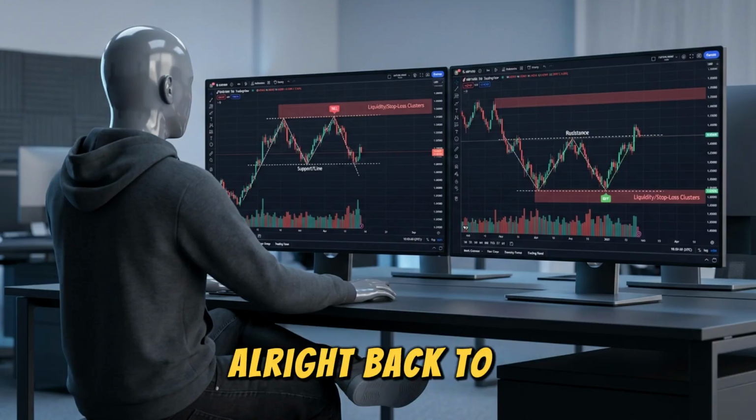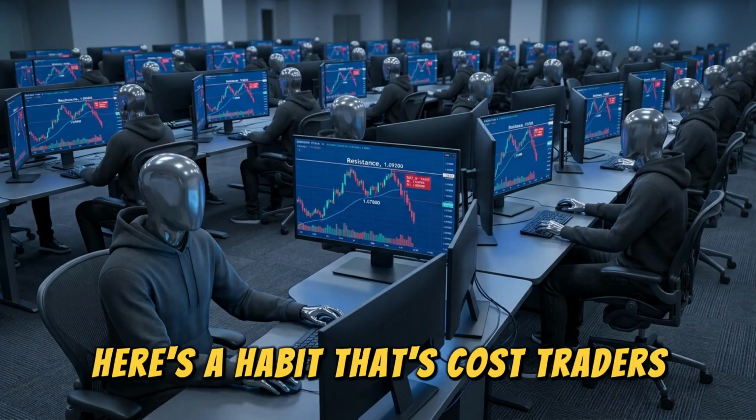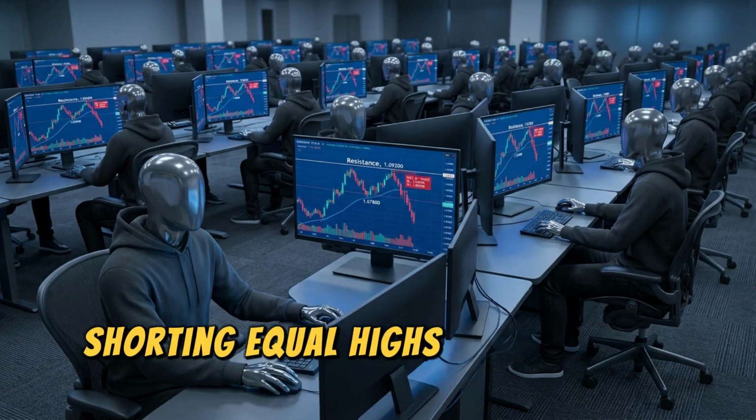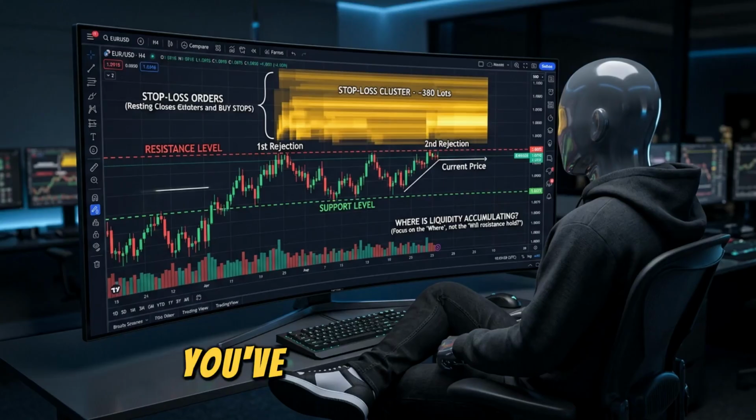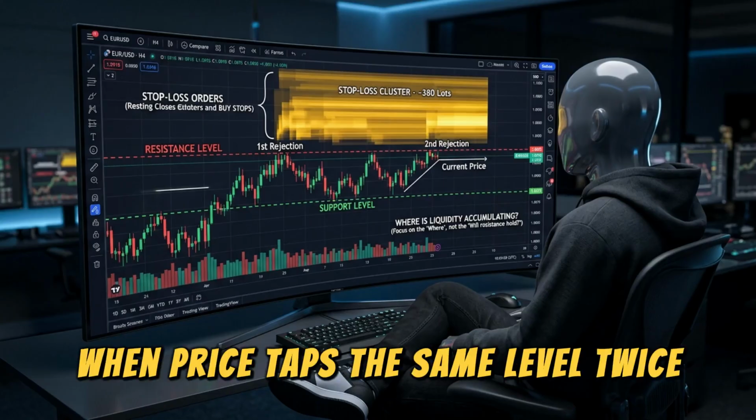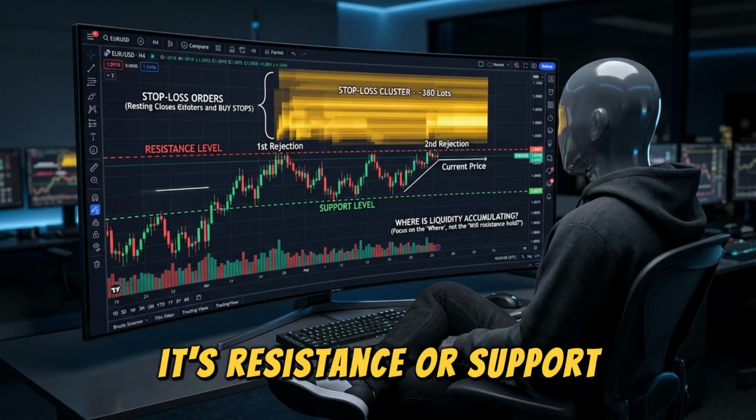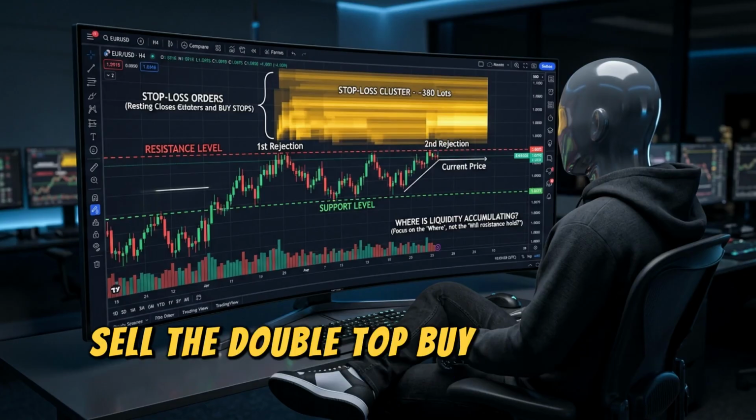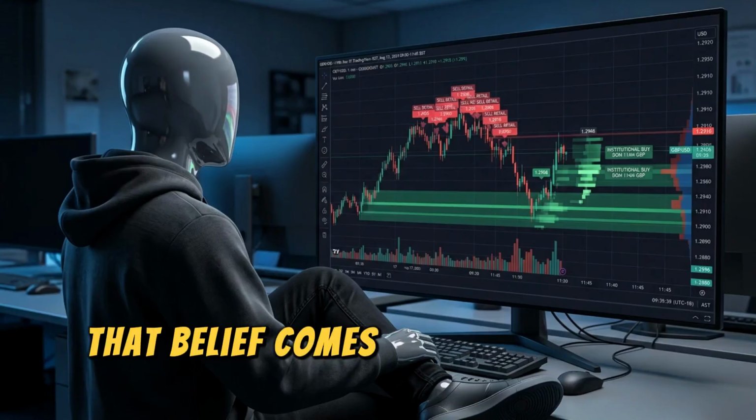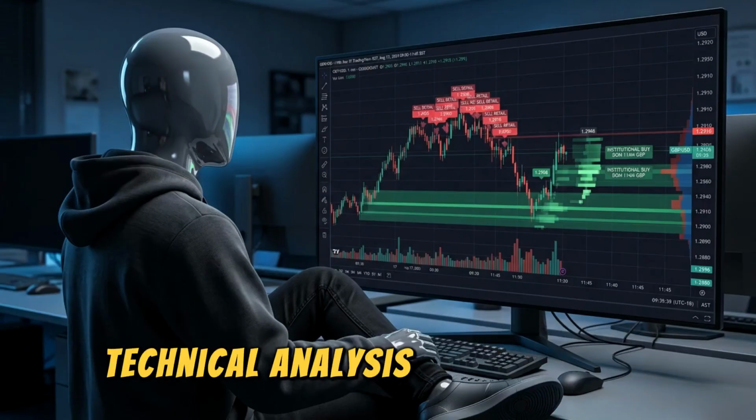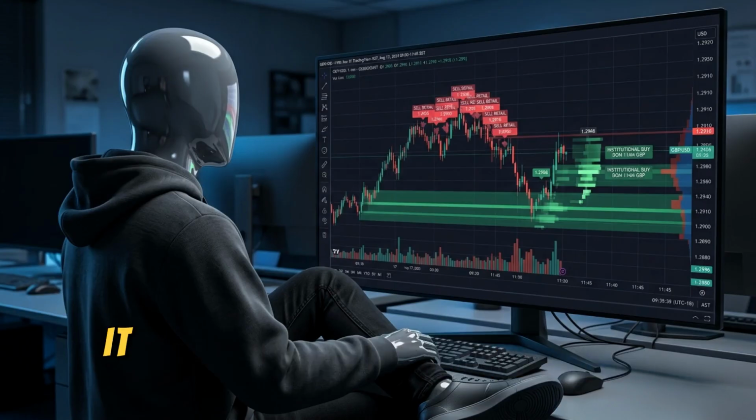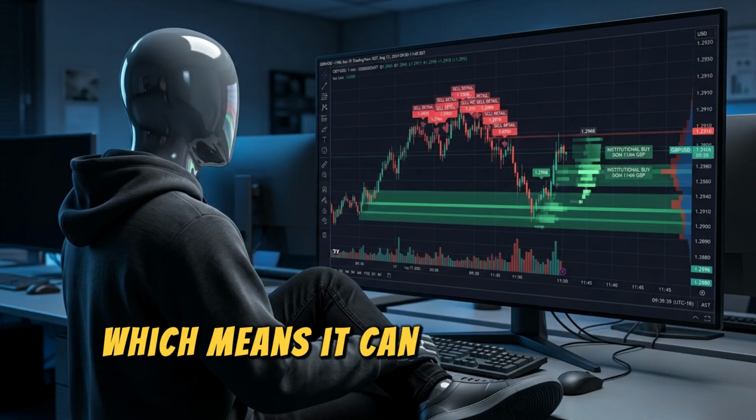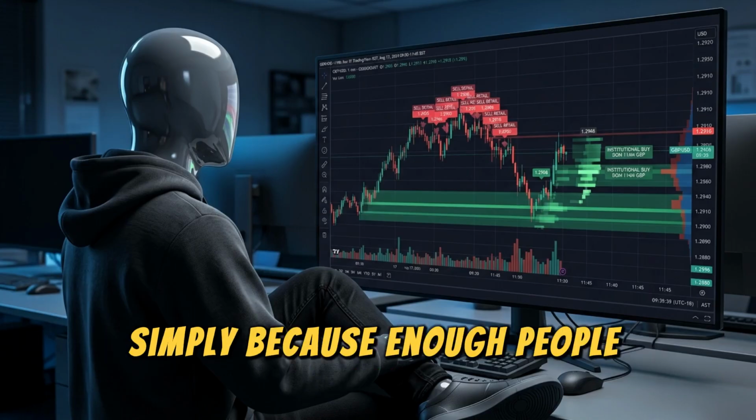Alright, back to it. Here's a habit that's cost traders more money than almost anything else on this list. Shorting equal highs. Buying equal lows. You've been taught that when price taps the same level twice, it's resistance or support, and the textbook move is to fade it. Sell the double top, buy the double bottom. That belief comes from decades of classical technical analysis, and to be fair, it isn't baseless. Plenty of retail traders act on it, which means it can occasionally work simply because enough people expect it to.